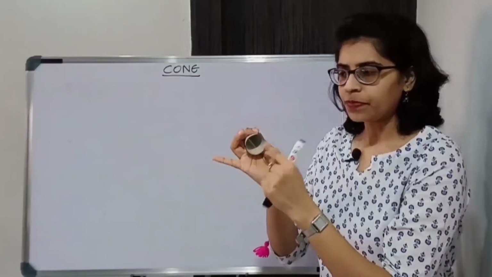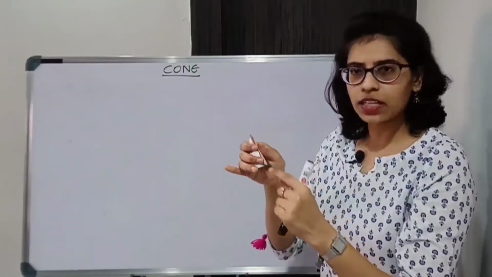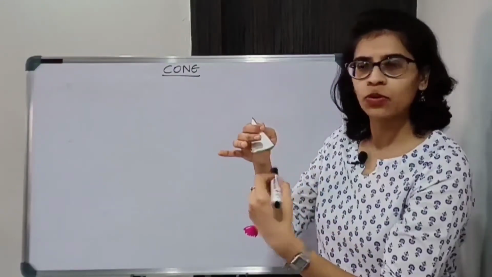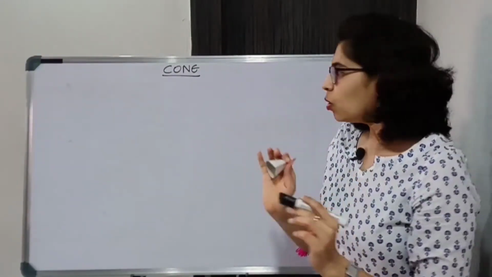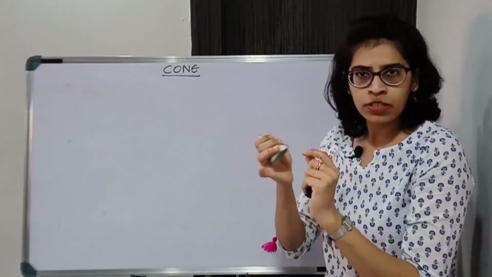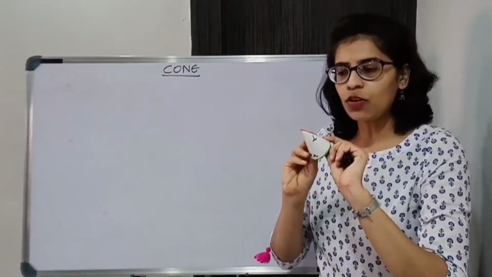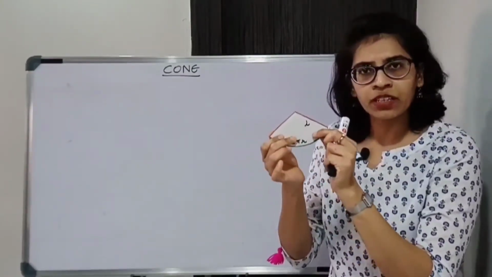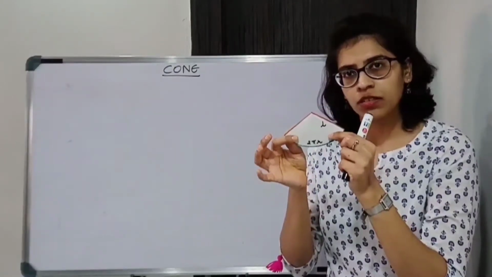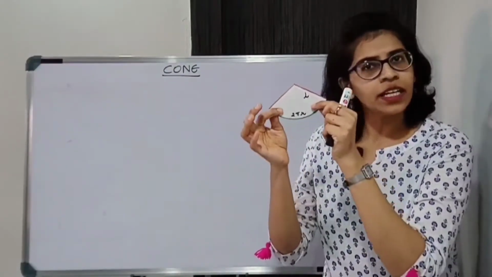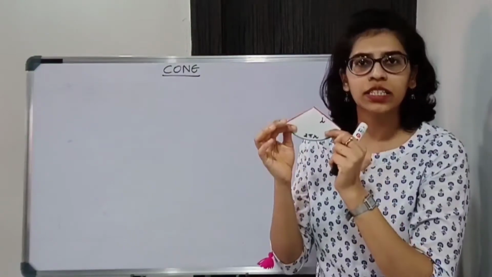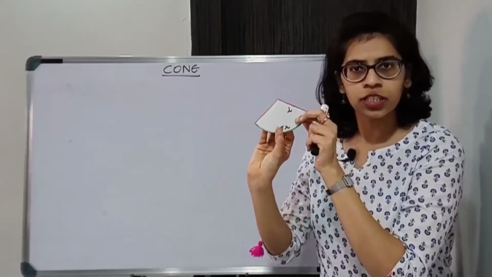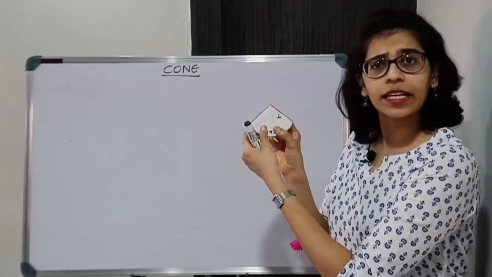So this is the base of the cone and this is the slant height, and its perpendicular height will be straight, inside. So if I open this cone, what will happen? This will appear like a sector of a circle. You must have studied a circle, and a piece of a circle is called a sector of a circle. So this is like a sector.